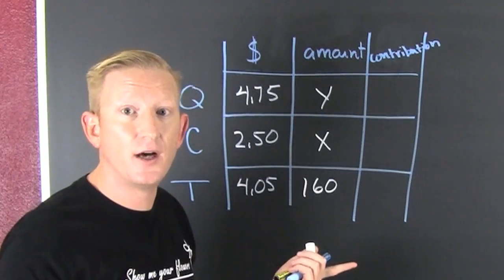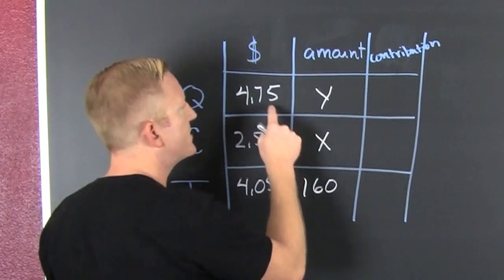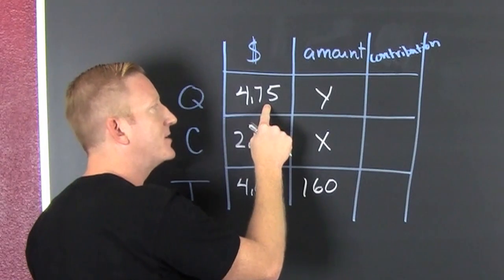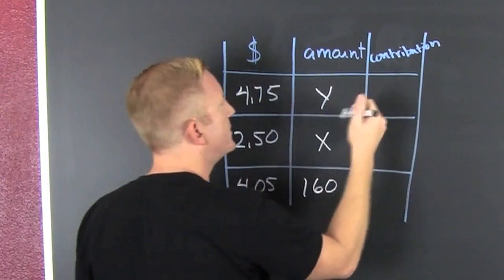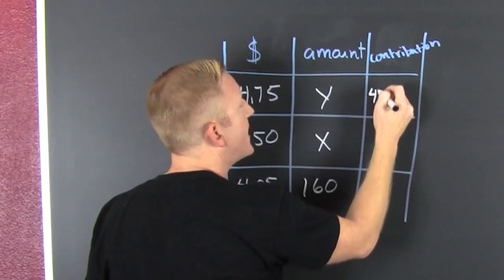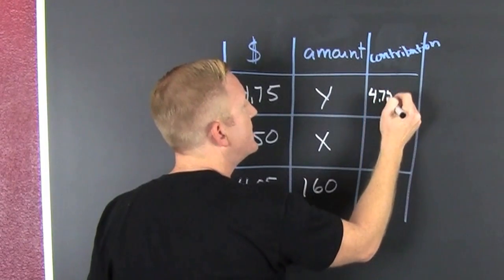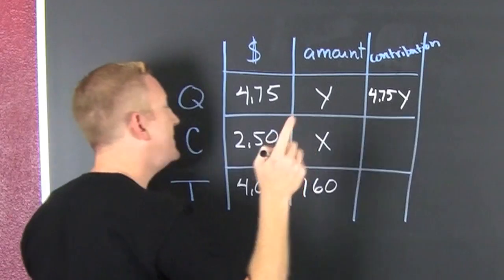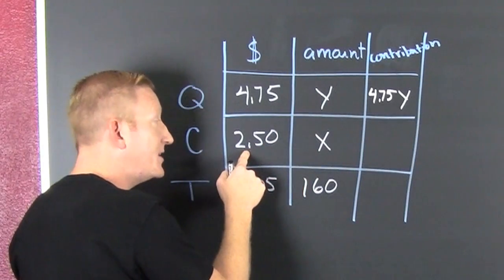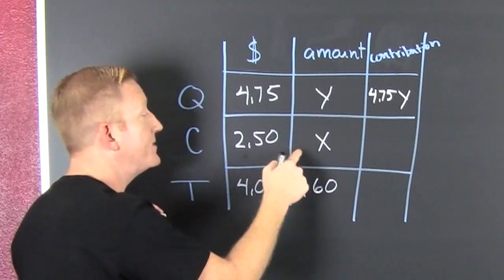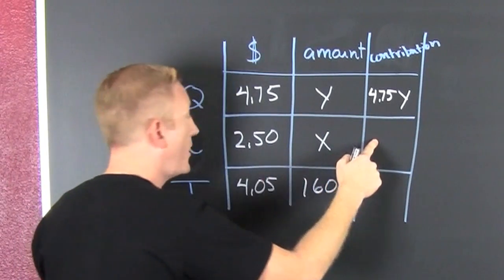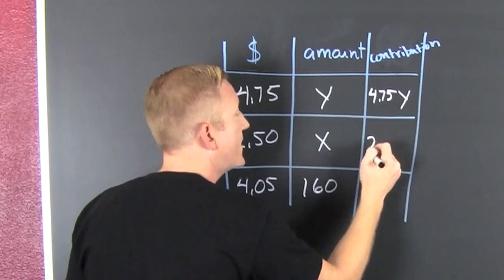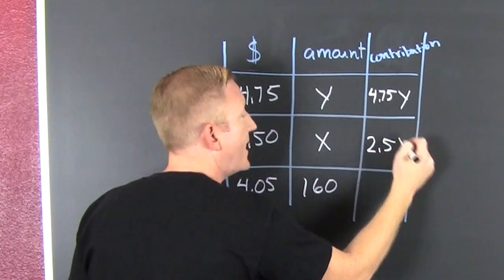So now we need to find the contribution of each one of these. We need to see how much money is spent on the quality beans. We take the dollar amount of beans times the amount of beans, and we have $4.75 times Y. And then for the cheap beans, we take the price of the cheap beans times the amount of the cheap beans, and that's going to be the contribution to the total price of these beans. So that's 2.5 times X.